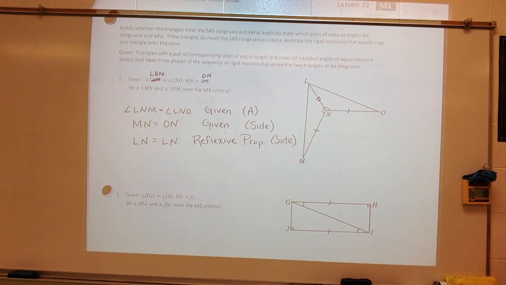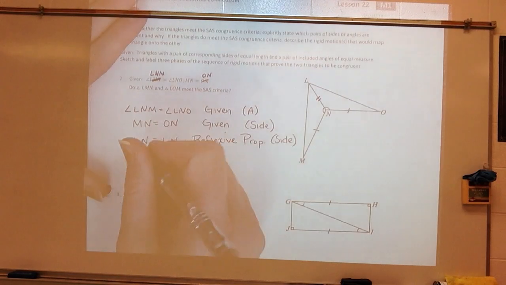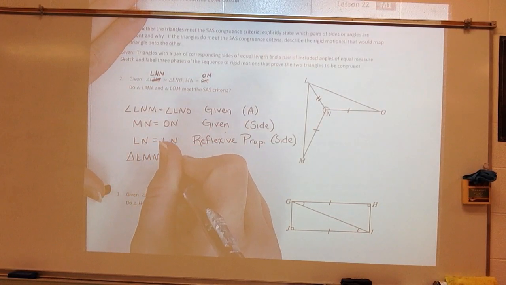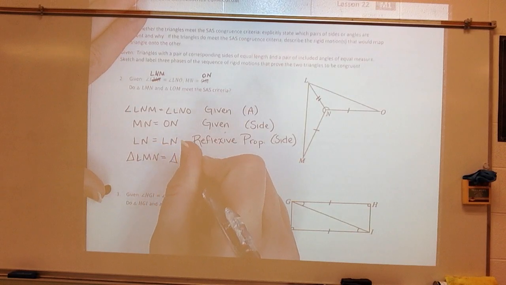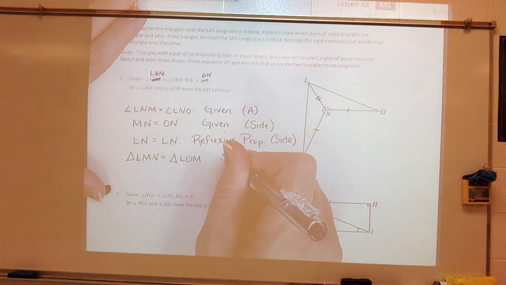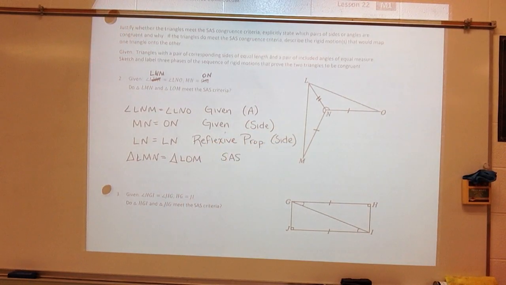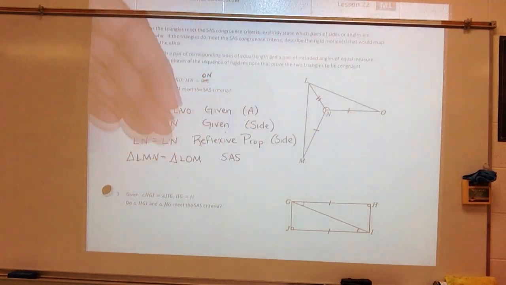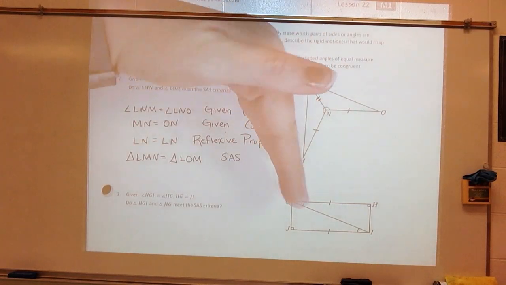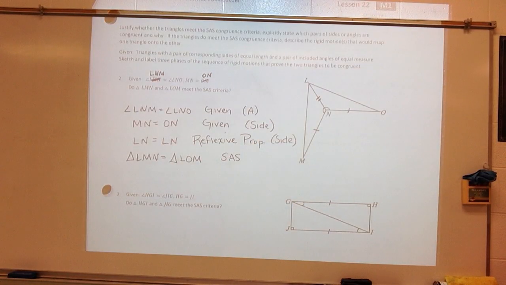So can I prove that triangle LMN is equal to triangle LOM? I have side, angle, side, so yes I can prove it to be side, angle, side. How would I show this with my basic rigid motions? All you would have to do is a reflection, okay? Because they share a side, all I'd have to do is reflect across that side.